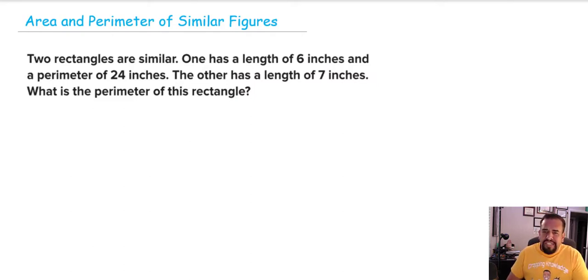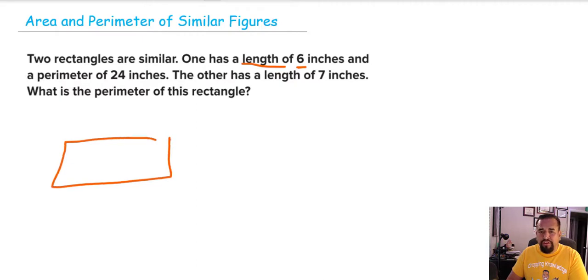Two rectangles are similar. One has a length of 6 inches and a perimeter of 24 inches. The other has a length of 7 inches. What is the perimeter of this rectangle? So what I'm going to do here is first get a pencil. Let's get a colorful one. It says the length of 6 inches, right? So I'm just going to draw a rectangle here, which I recommend you always draw your figures. And then I'm going to have another rectangle here.